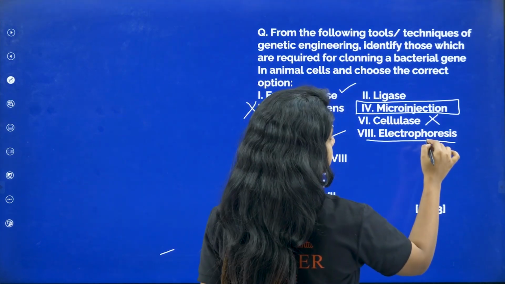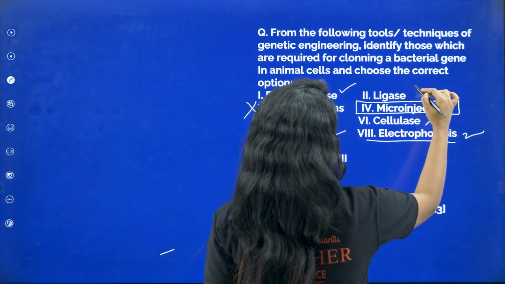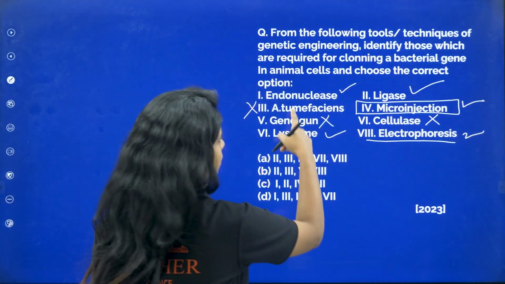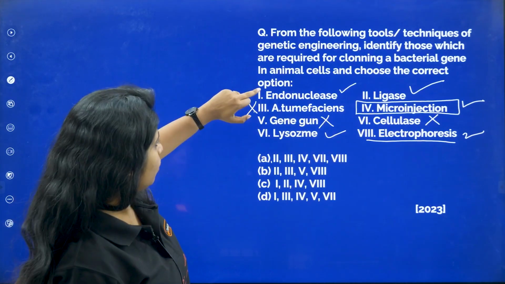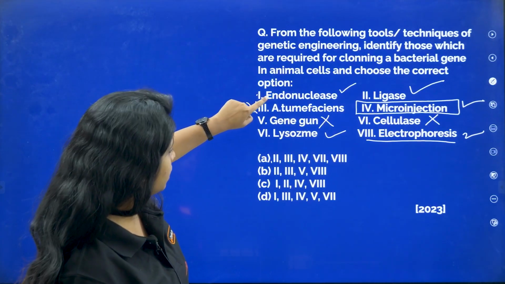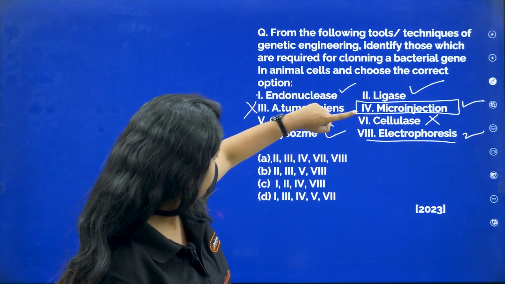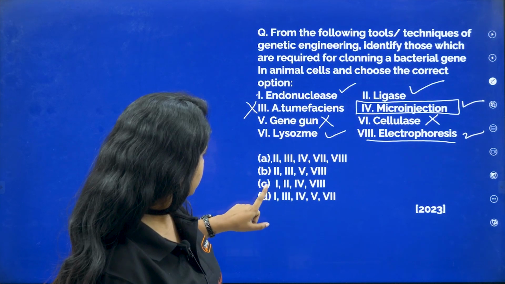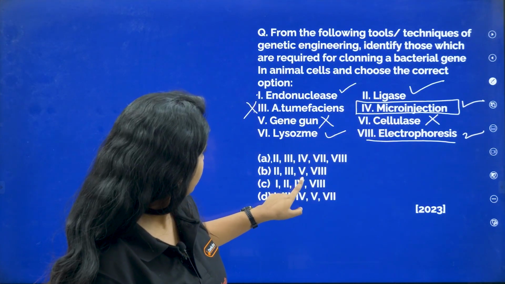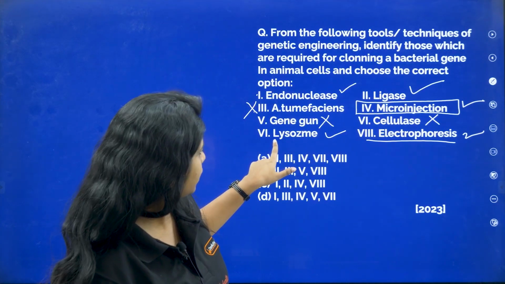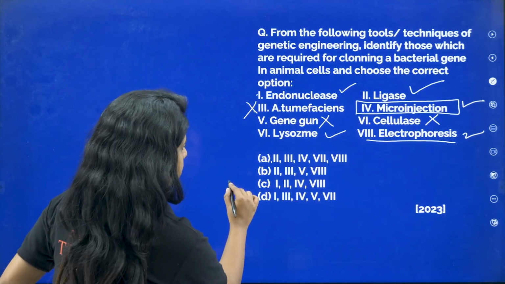Electrophoresis, is it needed over here? Yes, you need it. You have to separate it, right? So this is also needed. Ligase, need it over here? Yes, you need it. So all these things you need, but not 1, 2, 3. You don't need these 3 things. So I'll say 1 you need, and then you need 2, and then you need 4. 1, 2, 4, and then this lysozyme also you need, that is not mentioned over here, and then you need 8. So I'll say this is the correct option.